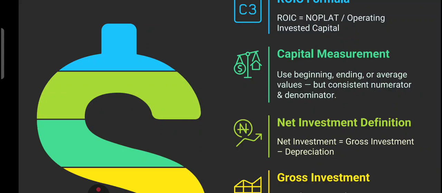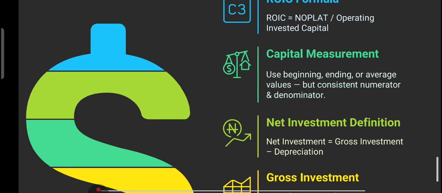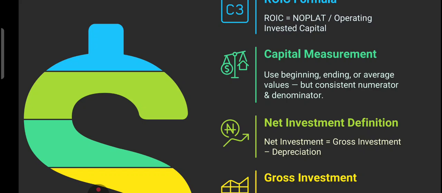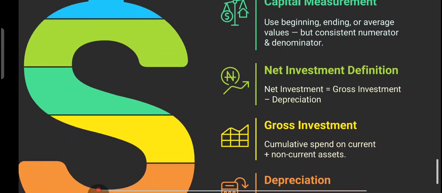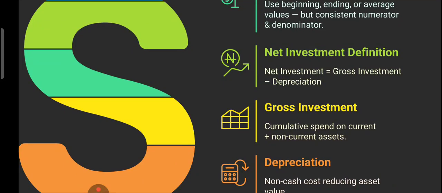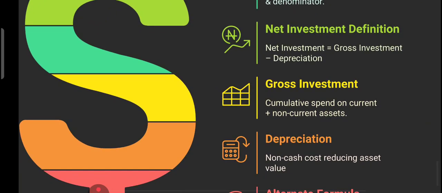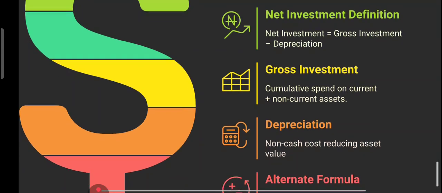Now while calculating ROIC, consistency is the key. Use either the beginning or the ending or the average value for your investment, but whatever you choose, stay consistent between the numerator and the denominator. Then only your result will be consistent, accurate and reliable. Now then we have the net investment. It is the amount a company actually spends on new asset after accounting for wear and tear. It is equal to gross investment minus depreciation.